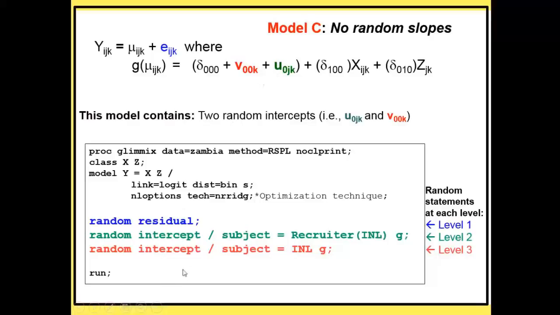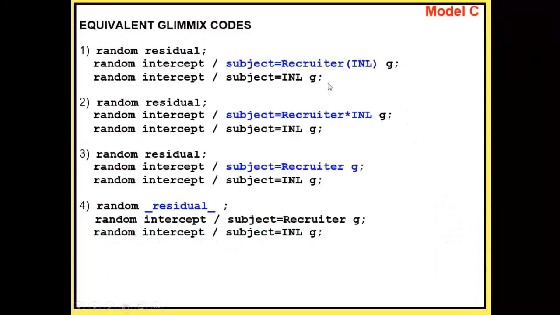And so this would be the code. You see, it says random intercept, subject equal recruiter within INL, and random intercept, subject equal INL. That's the model that follows from this, because there are no random slopes in this model at all. So that's how you'd code it. You'd run the model, and you'd see what you'd get. Again, the question of interest is, what are some of the predictive variables that are being put in the model, and to what extent did they illustrate that they were important predictors of whether somebody did testing or not. So again, there were certain issues about what turned out to be equivalent.